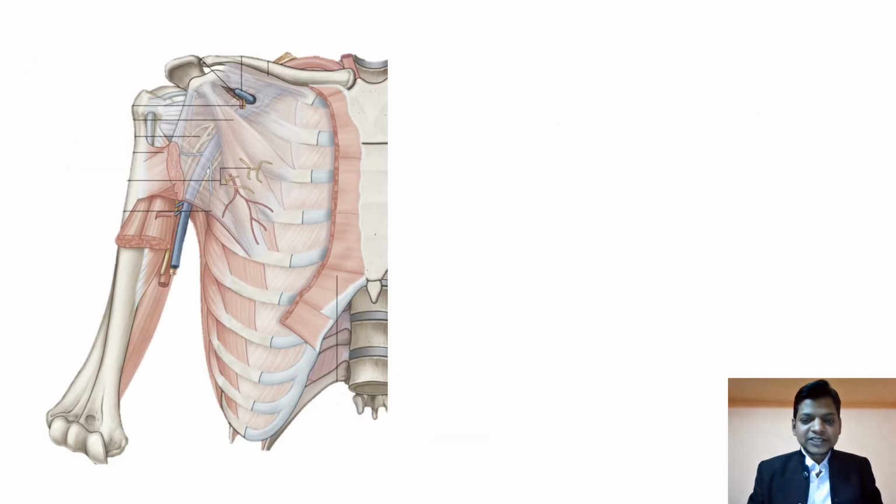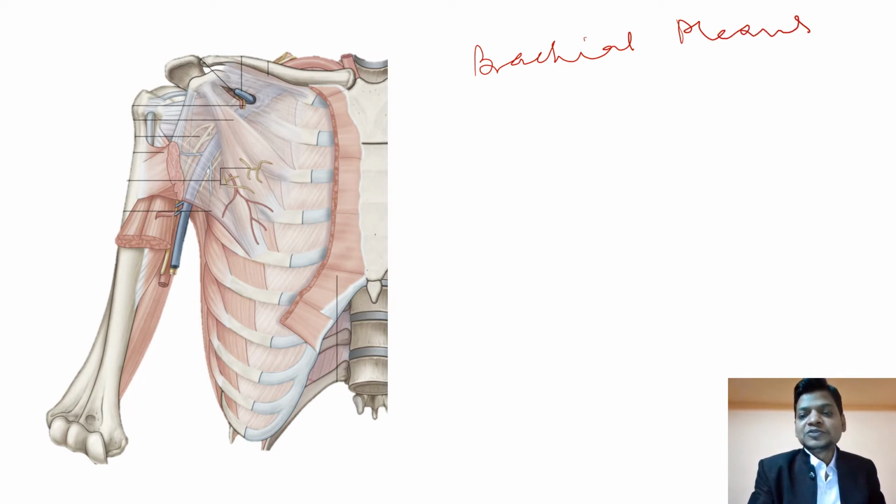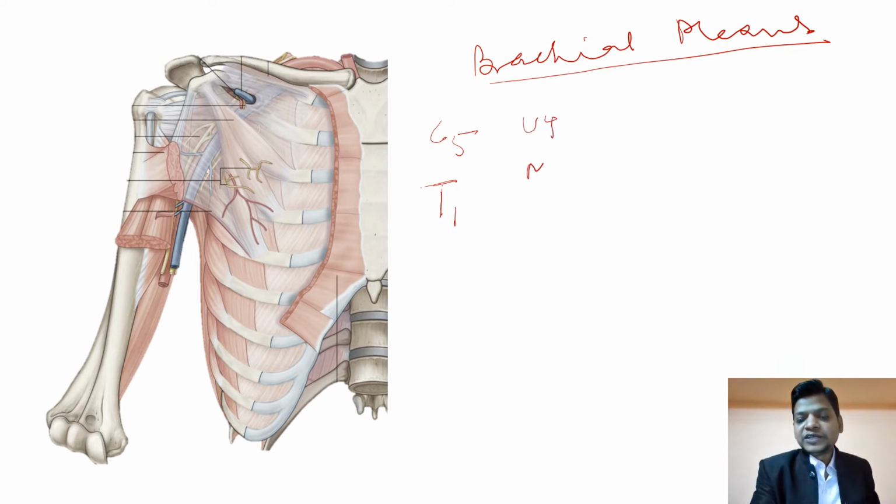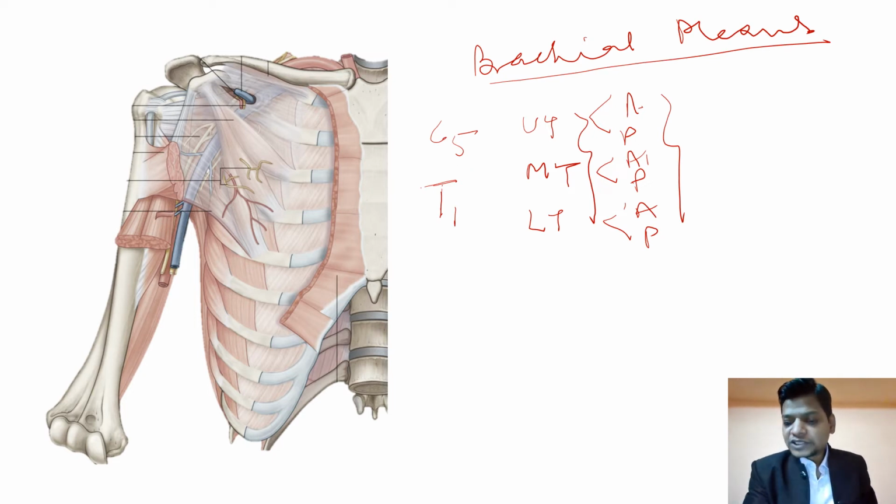So guys, we have discussed origin and insertions. Now we will discuss the innervation of these muscles. The muscles are innervated by the brachial plexus. Brachial plexus is formed by ventral rami of spinal nerves C5 to T1. These first form the upper, middle and lower trunks, then the anterior and posterior divisions, and they finally form three cords: lateral cord, posterior cord, and medial cord.